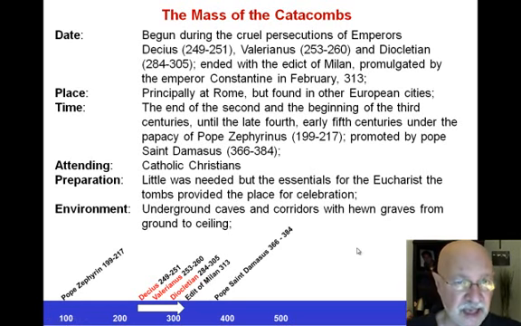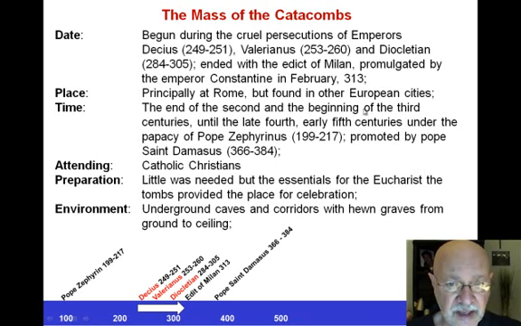In summary, the Mass of the Catacombs really began during the cruel persecutions of the Emperor Decius, about 249 to 251, Valerianus, 253 to 260, and Diocletian from 284 to 305. It ended with the Edict of Milan, promulgated by the Emperor Constantine in February of 313. The place was principally Rome, but catacombs and the practice of burying underground were found in other European cities. A good example is Paris.